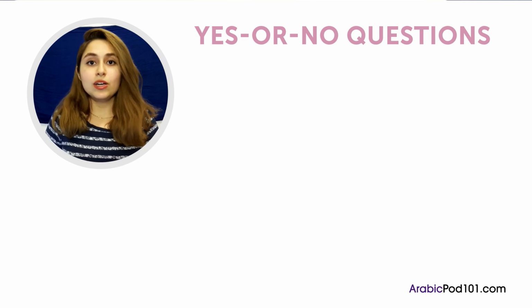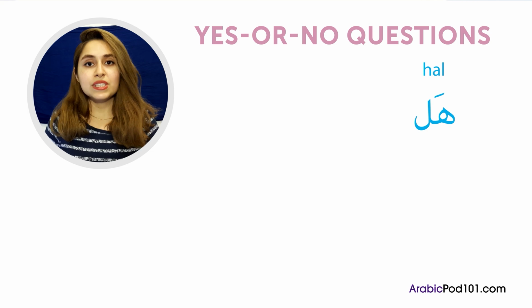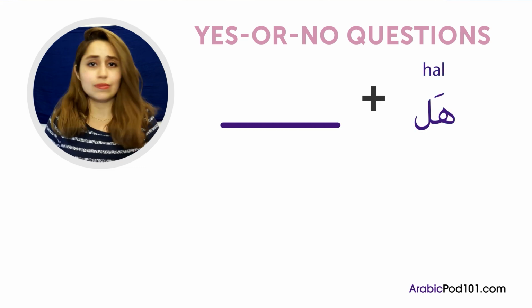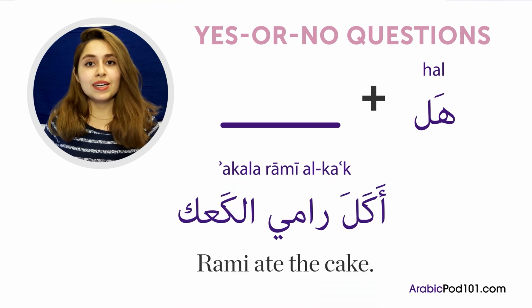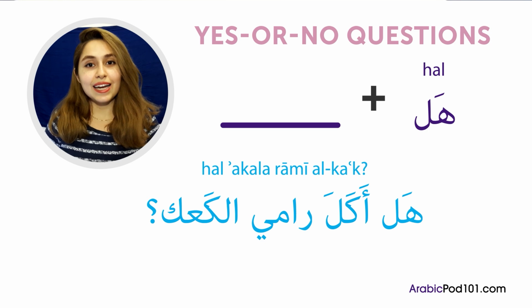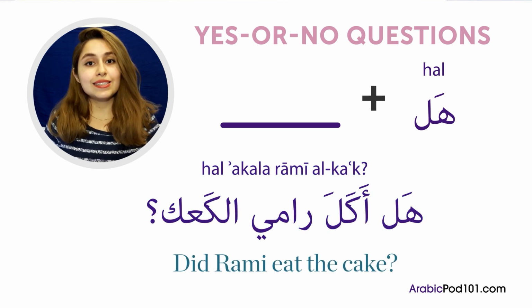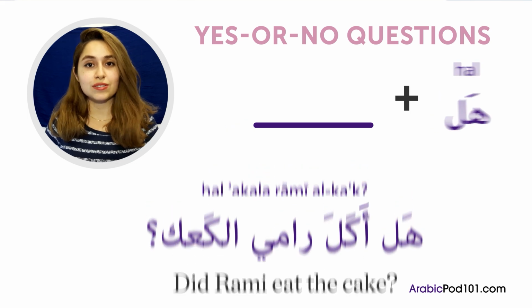In Modern Standard Arabic, we use the question word هل to ask yes or no questions. The structure is very easy. You add the word هل before the sentence that you want to ask about. That's it. For example, أكل رامي الكعك. Rami ate the cake. If we want to ask whether Rami ate the cake, what do you think we'll say? You're absolutely right. هل أكل رامي الكعك؟ Did Rami eat the cake? Pretty simple, right? Especially in comparison with English, where you have a different structure for questions.